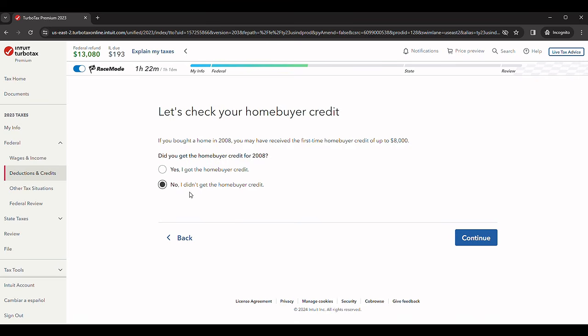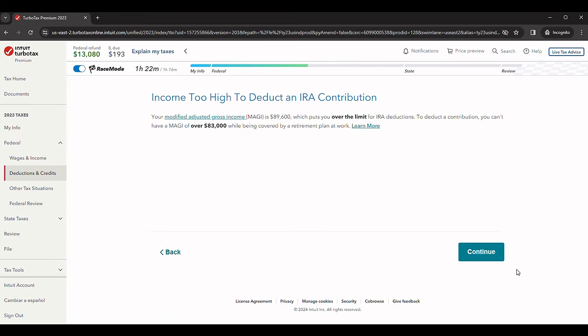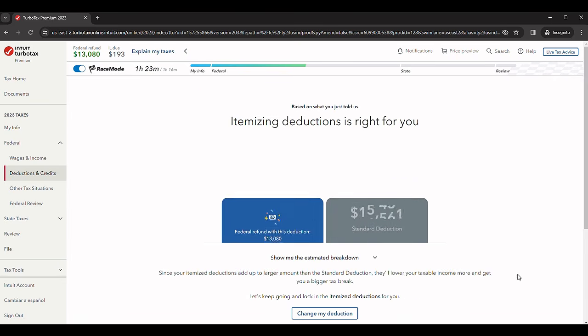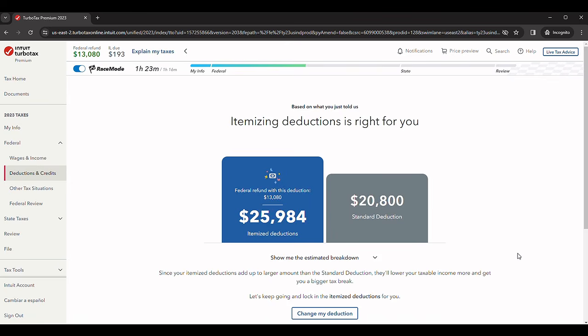Homebuyer credits, this was something back in 2008 and other years, but it's not applicable to us. No, sir. Okay, you just told us that we didn't qualify. You don't have to kick us when we're down. Okay, IRA contribution results. I told you we're itemizing our tax deductions because it's going to be higher than the standard deduction. So it's great.